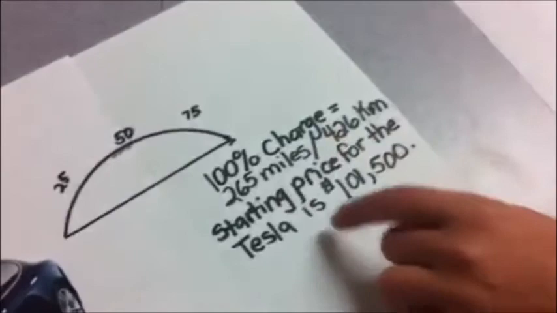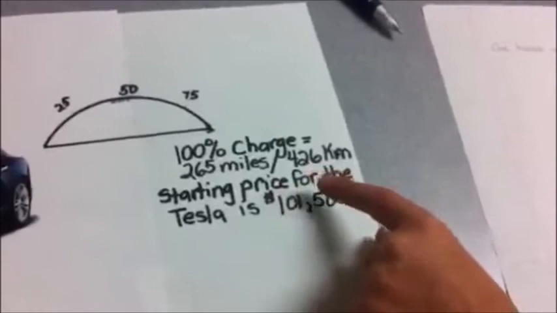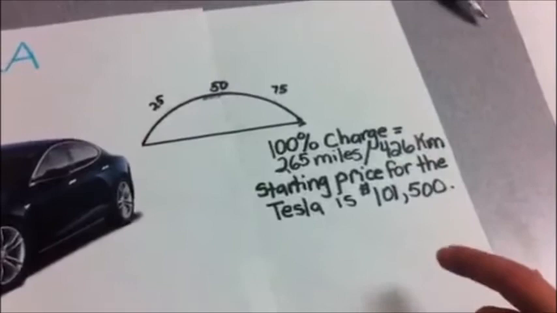Math is everywhere. I'm doing it on rates, and this is electric cars. This is the Tesla. It's 100% charge, which means 100% electric. It goes 265 miles, 426 kilometers. The starting price for this Tesla is $101,500, which is a lot.